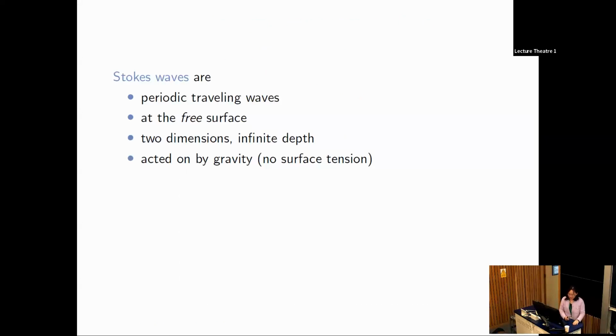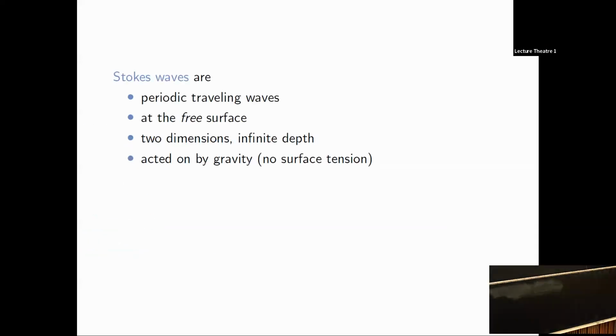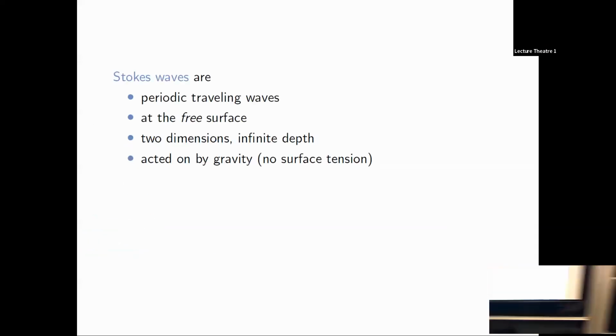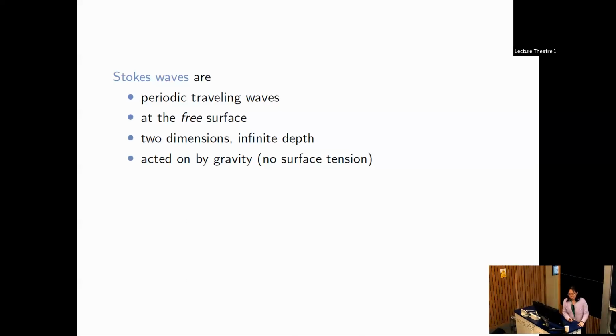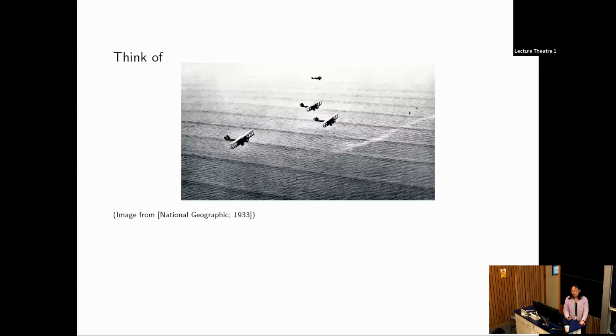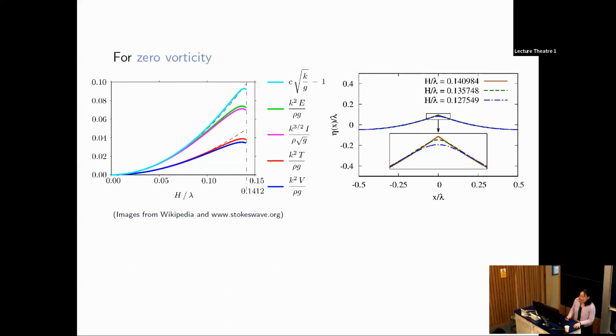So here we go. By Stokes waves, I mean periodic traveling waves on the free surface of water in two dimensions and infinite depth. The motion is acted on by gravity, and I'm going to ignore surface tension for today. So imagine water waves like in this photograph. Now, this is a very, very old problem going back to Stokes in the 1840s, and it's also a very famous problem. You can read about this even in Wikipedia.